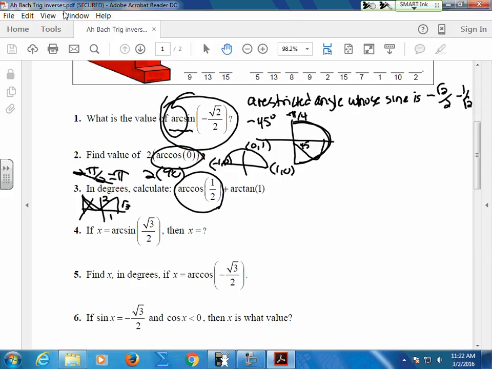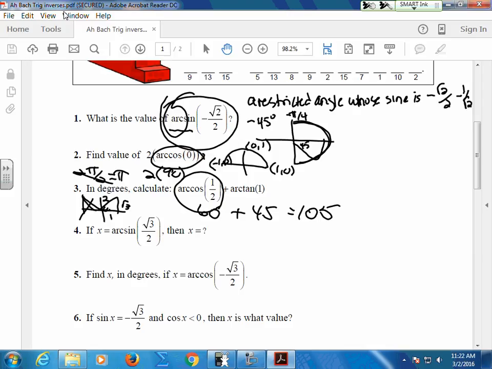So what's this angle? 60. What angle has a tangent of 1? 45. A 45-degree angle. So these weren't so bad, were they? Tan has a 45. Wait, what? Tangent of 1. Yeah.